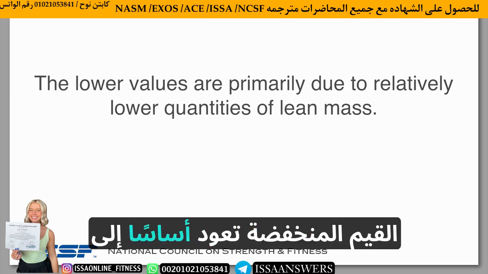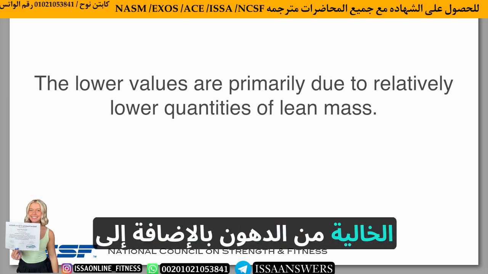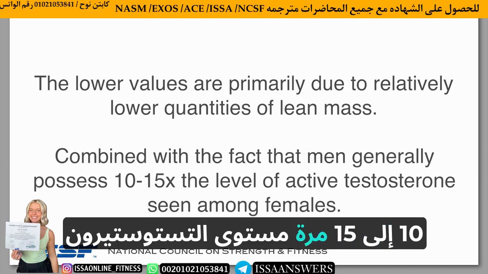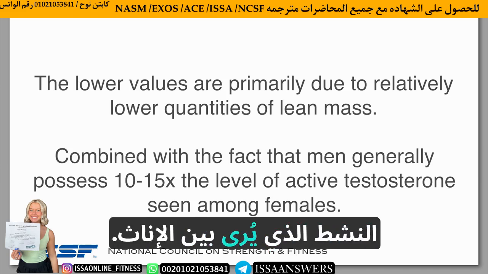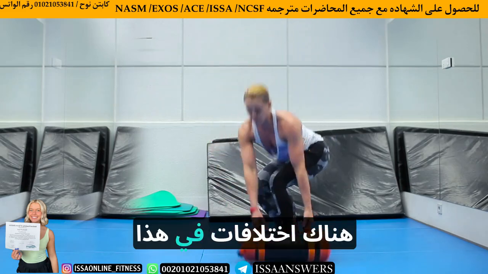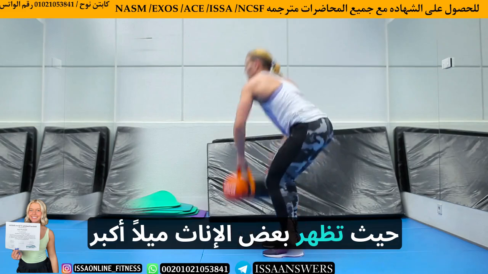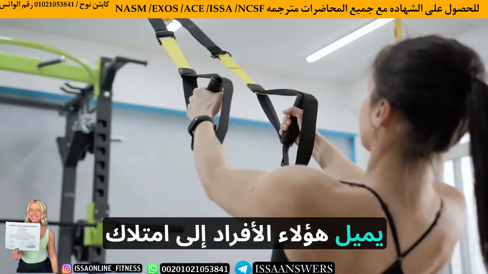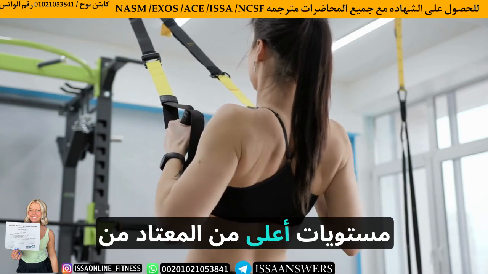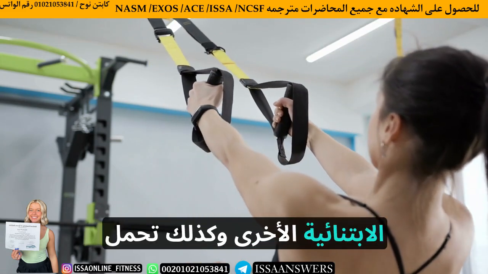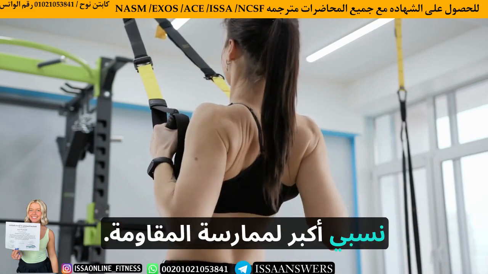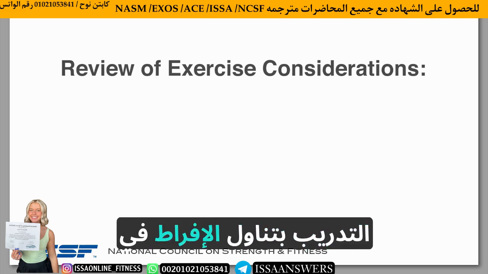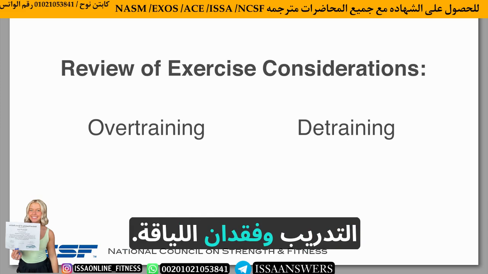The lower values are primarily due to relatively lower quantities of lean mass, combined with the fact that men generally possess 10 to 15 times the level of active testosterone seen among females. There are variances to this pattern, of course, as some females demonstrate a greater propensity towards strength development and muscularity. These individuals tend to have higher than normal levels of testosterone and other anabolic hormones, as well as greater relative tolerance for resistance exercise. Let's finalize our review of training considerations by addressing overtraining and detraining.